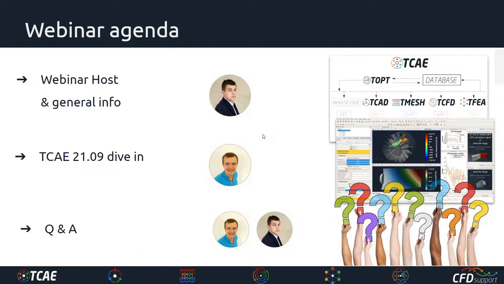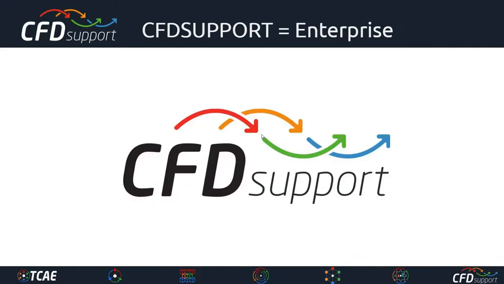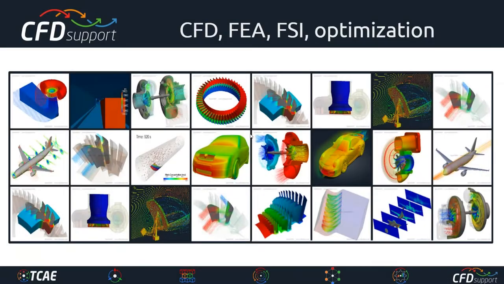I think this is really it. So I'll start with a quick general introduction. CFD Support is our company, founded in 2009, located in Prague, Czech Republic, and we deal with engineering simulations. As you know, I mean specifically CFD, FEA, FSI, and optimization. It's commonly abbreviated as CAE, computer aided engineering, and here we primarily focus on the development of the simulation environment TCAE.